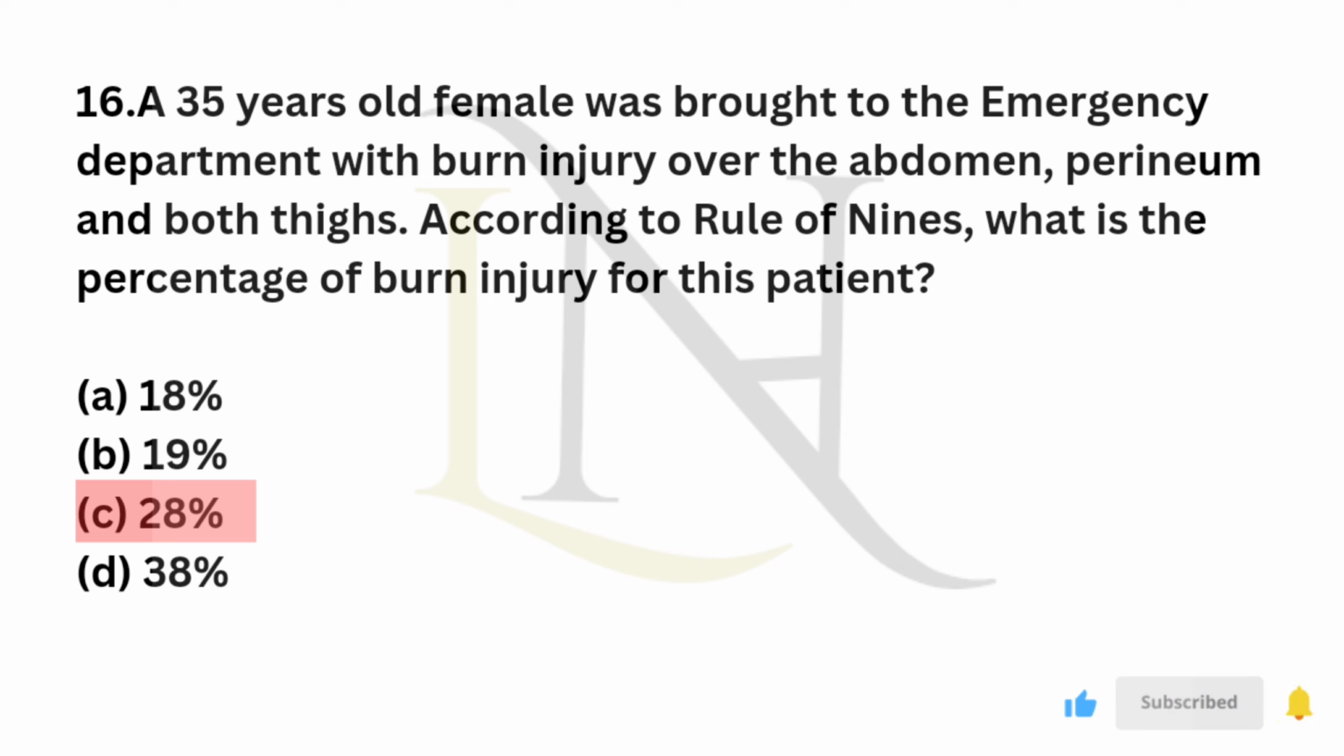In this question they are asking abdomen, perineum and both thighs. So abdomen means lower half of the trunk 9% and perineum is 1% and both thighs, not complete leg. So both thighs means 9% is one thigh and one more 9% is one more thigh. So total is 28%, the correct answer. Move to next MCQ.